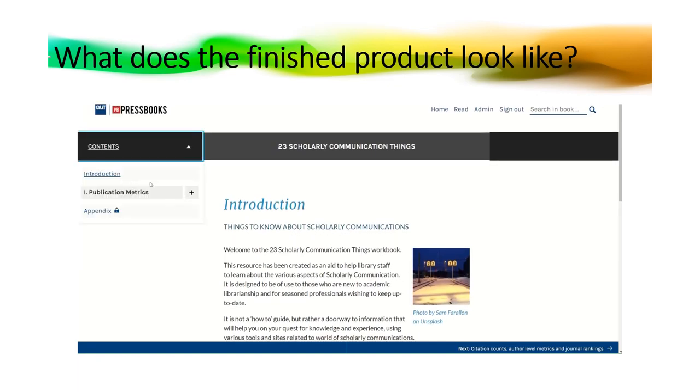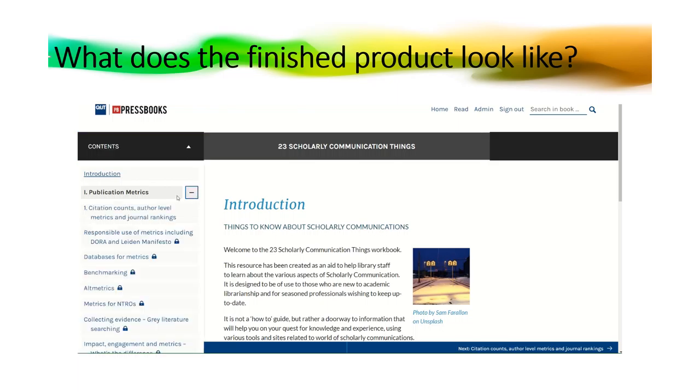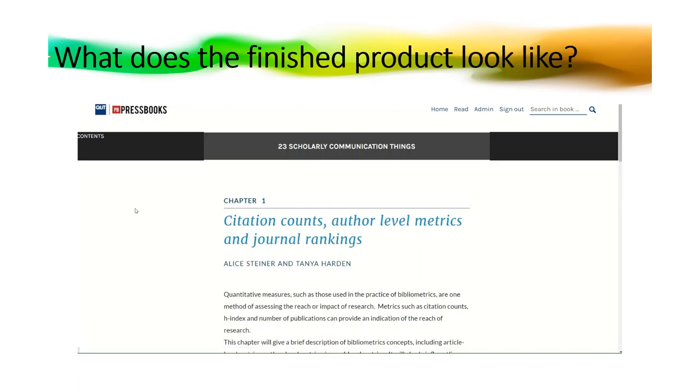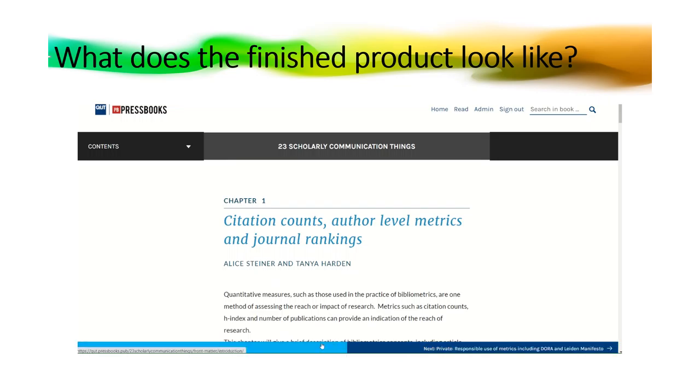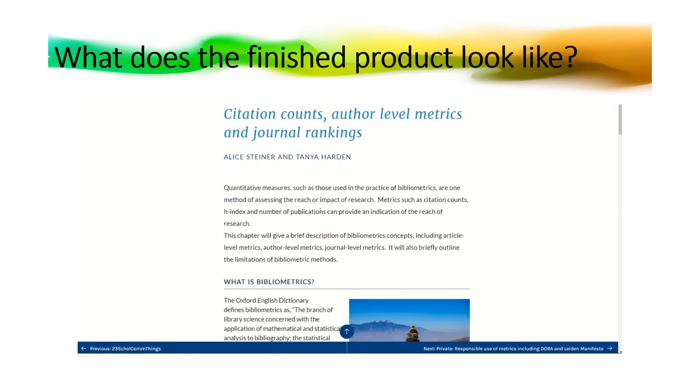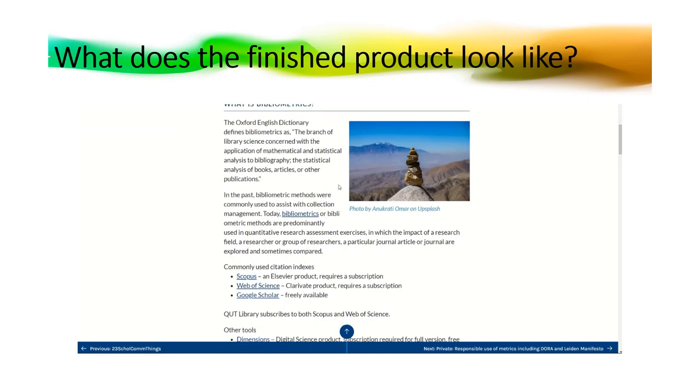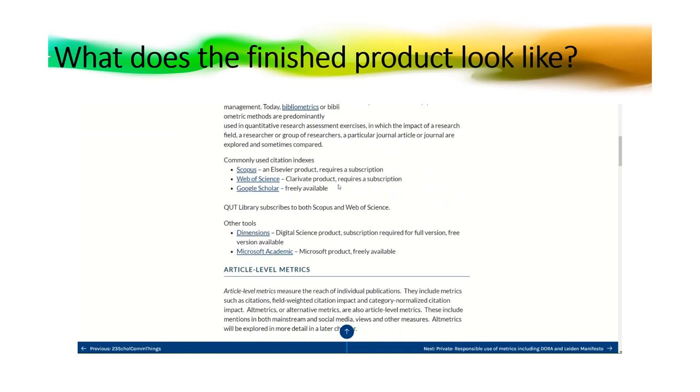Navigation is mostly by this contents list, but there is also navigation down the bottom on the left and right. So this chapter, Citation Counts, Author Level Metrics and Journal Rankings, is by Alice Steiner and Tanya Harden. Tanya is our Scholarly Impact Librarian. As you can see, as I said earlier, we like the look and feel of it.